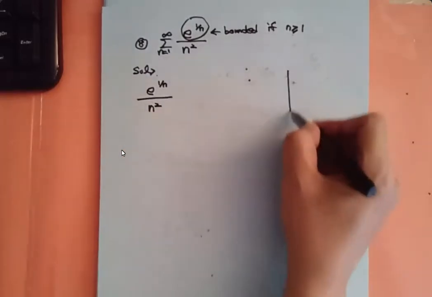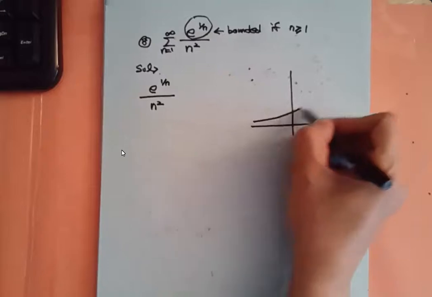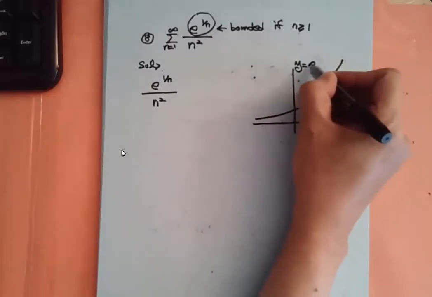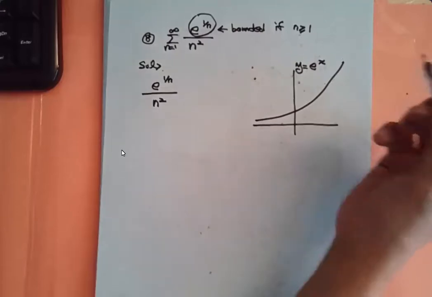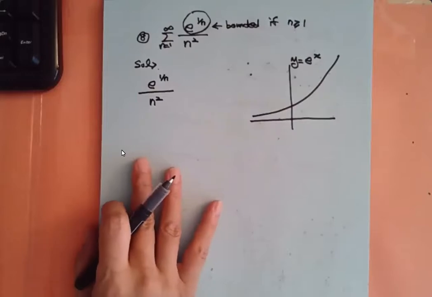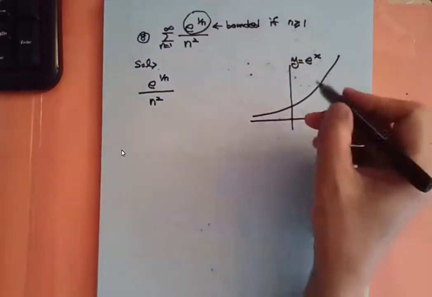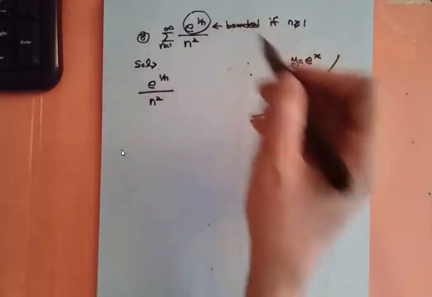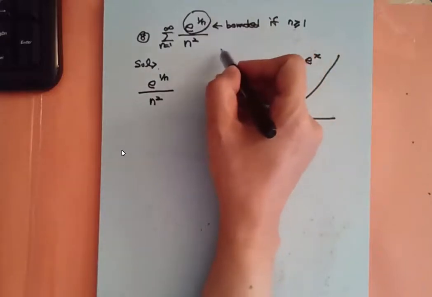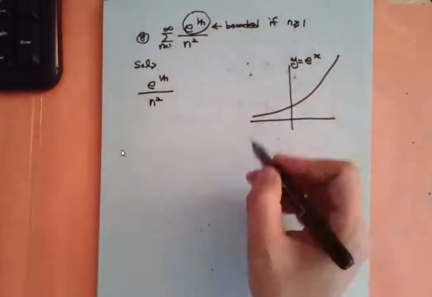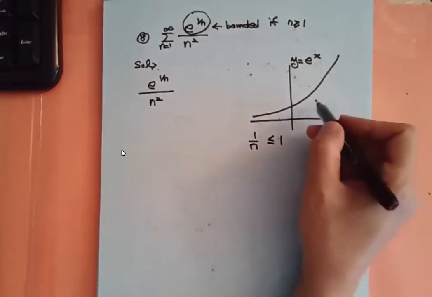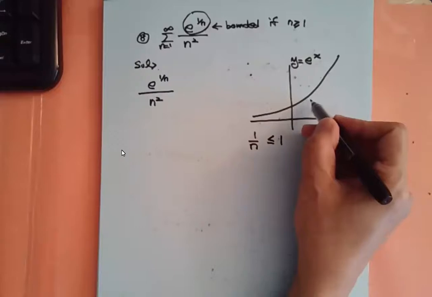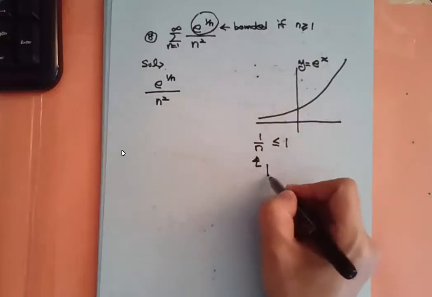We want to think about the exponential function's graph. This is y equals e to the x. And we want to think about n equals 1, so n is greater than or equal to 1. Indeed, if n is greater than or equal to 1, then 1 over n is less than or equal to 1, right? And so that means this is a power.